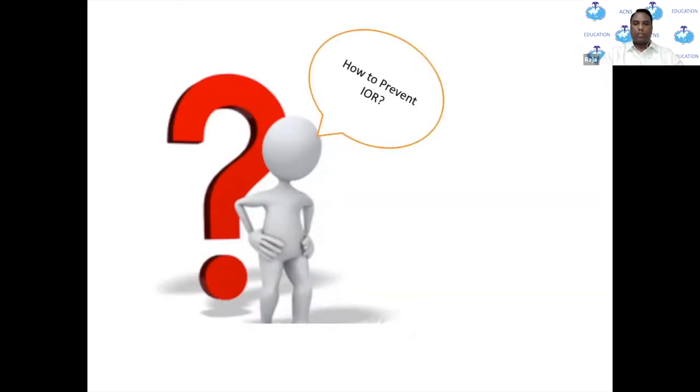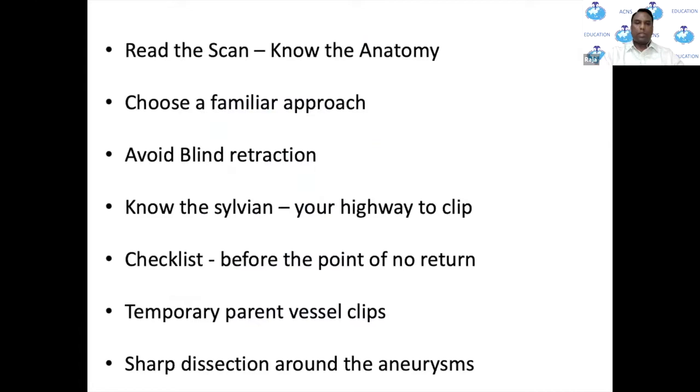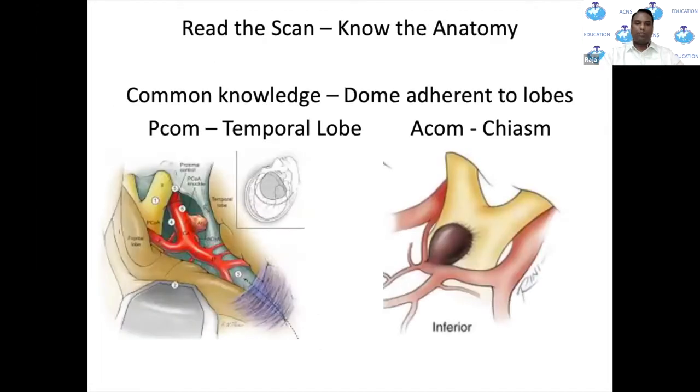So how to prevent intraoperative rupture? Over the years, we have come across many ruptures, and we have derived the following factors that would help us, which I'll go through one by one. That is, read the scan, know the anatomy, choose a familiar approach, avoid blind retraction, know the sylvian, which is your highway to clip, and use a checklist before the point of no return, temporary parent vessel clips, and sharp dissection around the aneurysm. So it is common knowledge that you must know where the aneurysm is pointing.